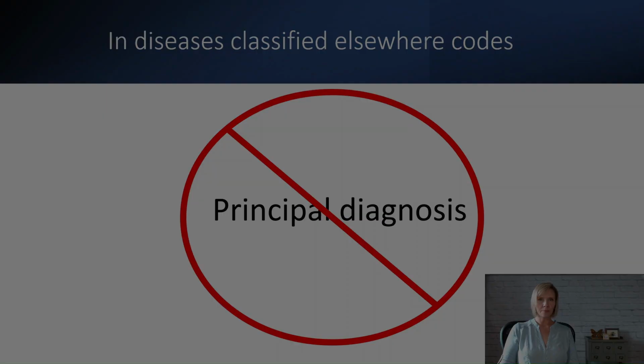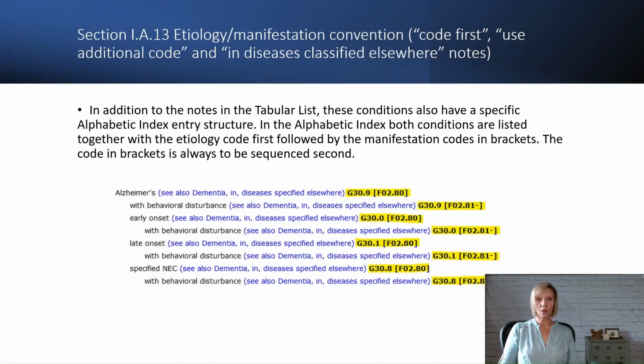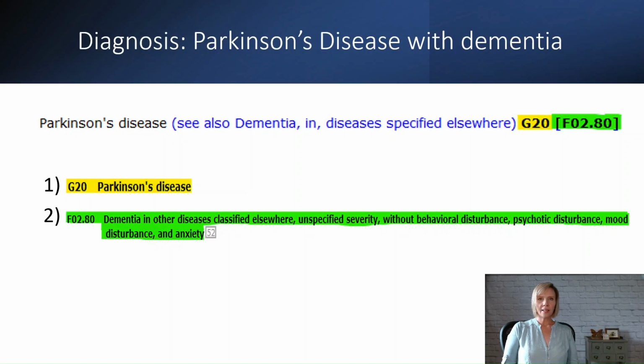sequenced first. In addition to the instructional notes in the tabular list, these conditions also have a specific structure in the alphabetic index. Both the etiology code and the manifestation codes are listed together, with the etiology code listed first and the manifestation codes in brackets. The code in brackets should always be sequenced second. Now let's take a look at an example to better understand the etiology manifestation coding convention.